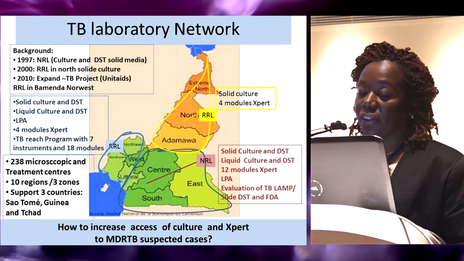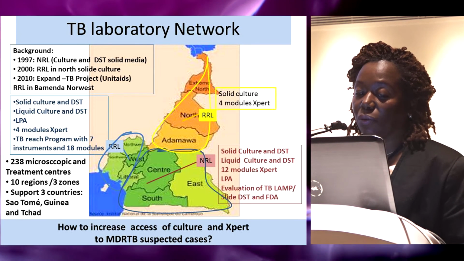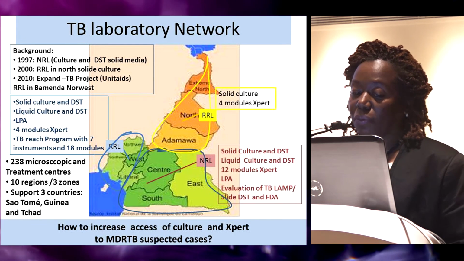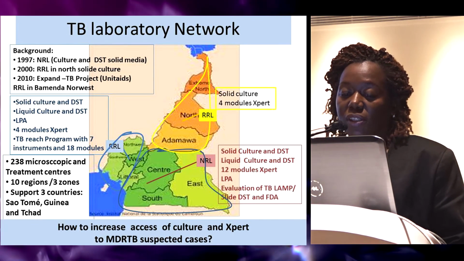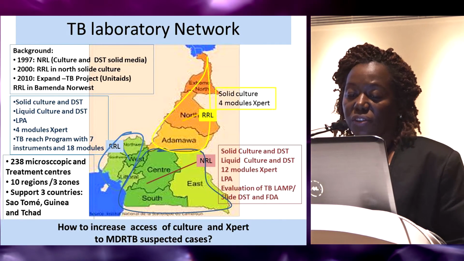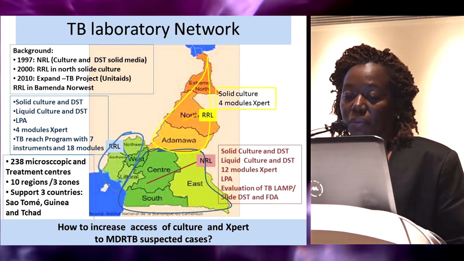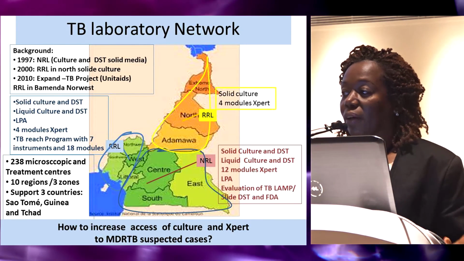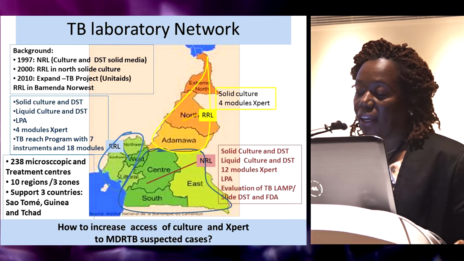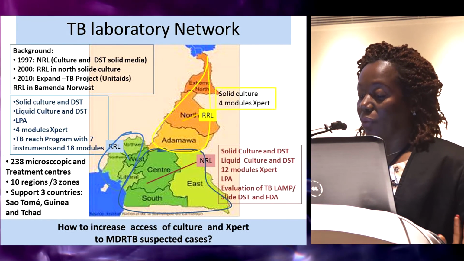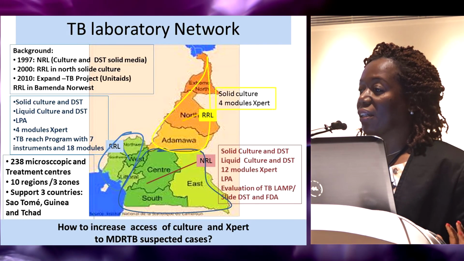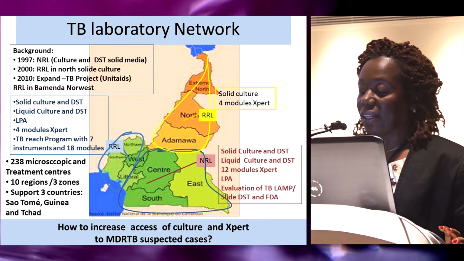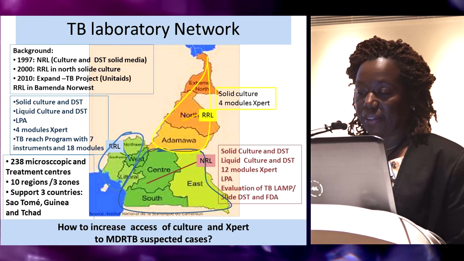The regional reference lab in Bamenda is currently going on with a TB-REACH program, and installed there more than 7 other instruments and 18 modules, because this region has the highest TB/HIV co-infection, around 16%, and they are running a program there to increase case detection. The National Reference Lab is going on with other projects, but we are also evaluating alternative tools for diagnosis like TB-LAMP, slide DST, or fluorescein diacetate.